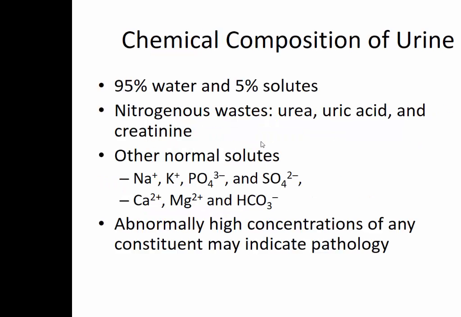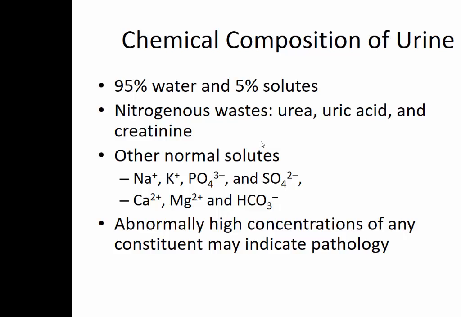So looking at what's actually in urine, most of it is water, and then 5% are solutes, which are just dissolved things. And some of those are waste products, urea, uric acid, and creatinine. Where does urea, uric acid come from? Do you know? Where do we get that from?